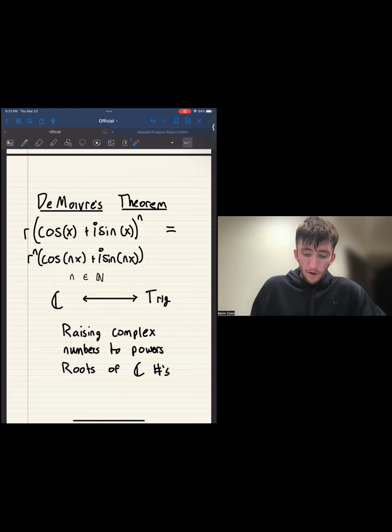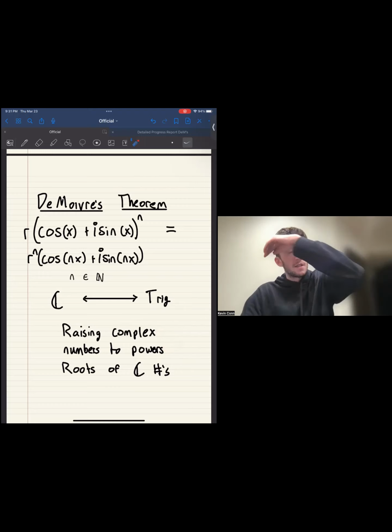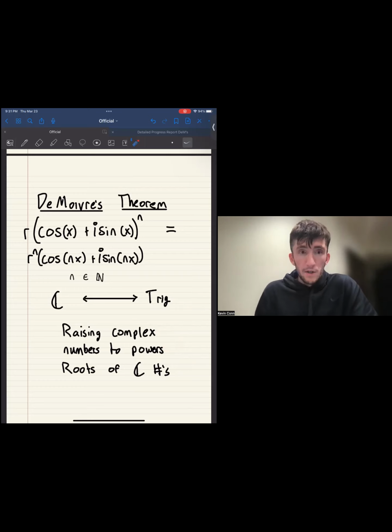So we connect complex numbers and trig. We can raise complex numbers to powers, and we can also find roots of complex numbers. I'm not going to do any examples of finding complex number roots. We are just going to go over raising complex numbers to powers. And as you can see, this here is the formula.